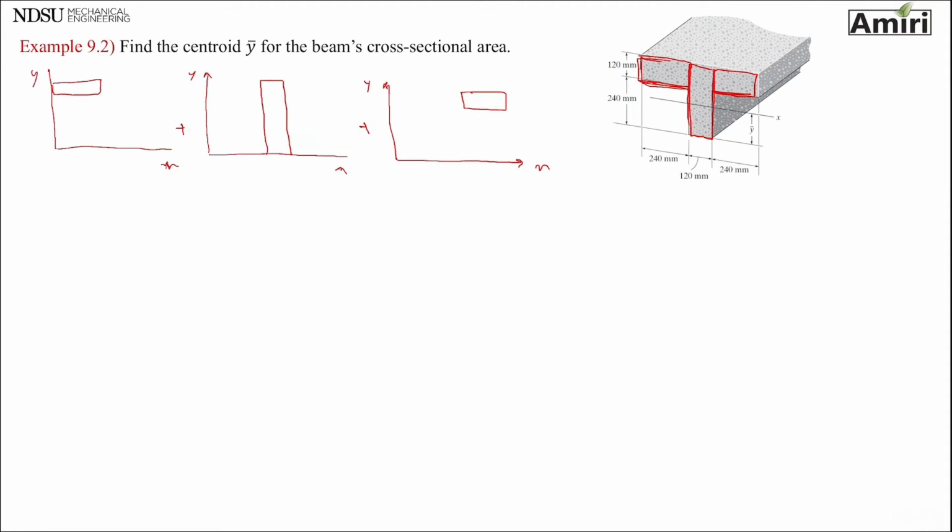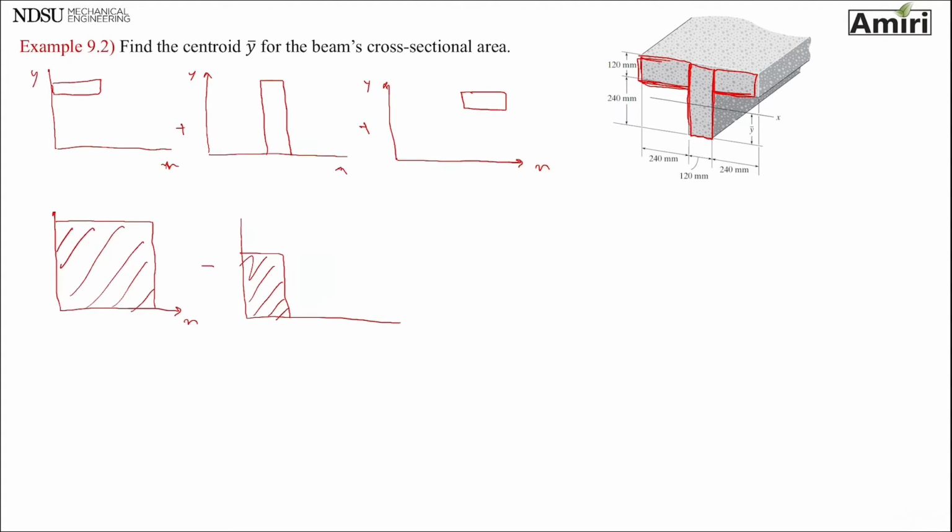Okay, that's one way. The other way is, hey, look at this. I can start with a big rectangle and then deduct one rectangle from it, and then deduct another one from it to get to that shape.